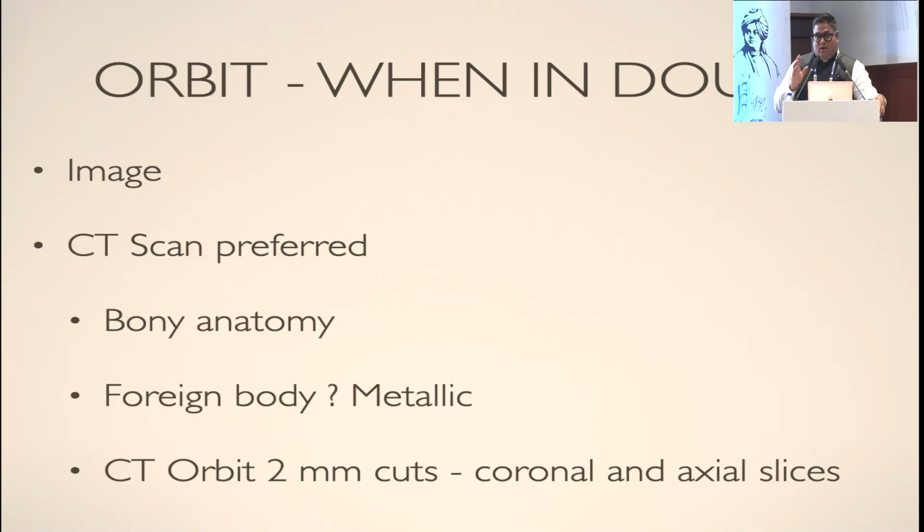When you are advising or requesting a CT scan in cases of trauma, ask for a CT scan of the orbit with 2 mm cuts, coronal and axial slices, and speak to the radiologist if they see a floor fracture, if they could send reconstructed parasagittal cuts as well. If you're suspecting traumatic optic neuropathy, you can even ask for 1.5 mm cuts at the orbital apex.